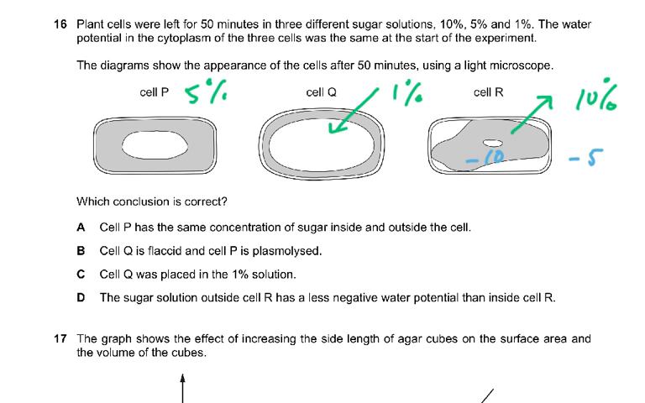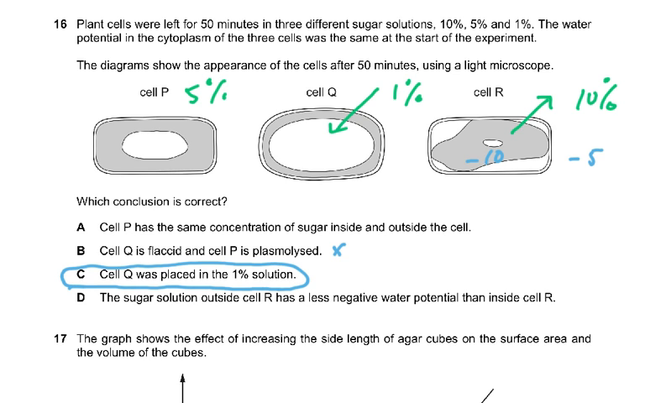How do we figure that out? Because cell Q is fully turgid. Cell Q is flaccid. Wrong. Now, cell Q was placed in the 1% solution because it was a dilute solution, so water has moved in and the vacuole has become fully turgid. Vacuole is much bigger than cell P.